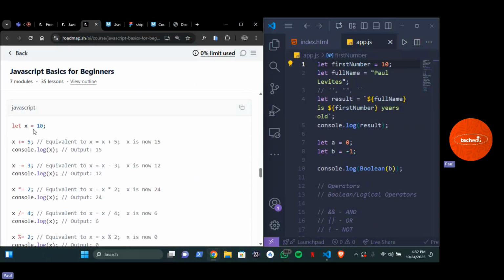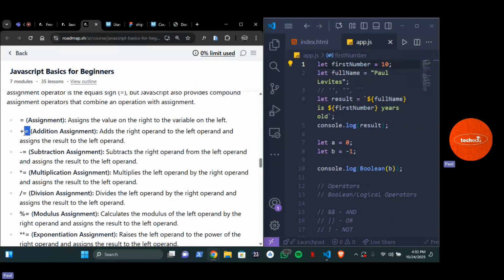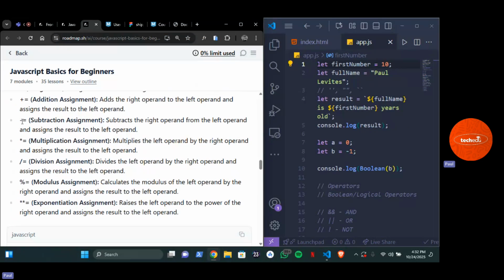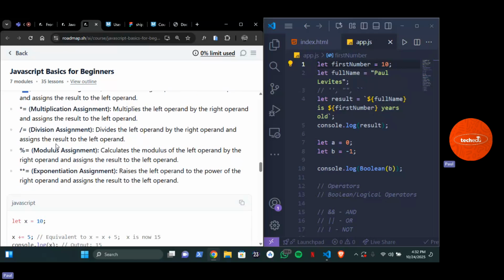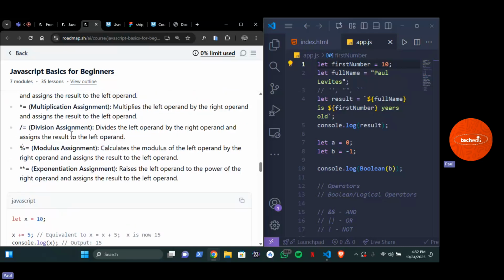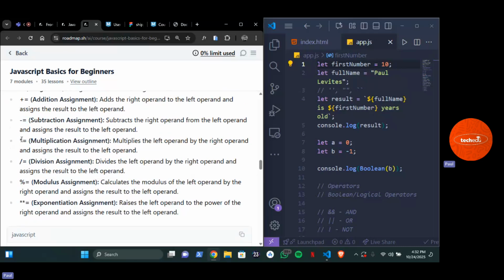If you have let x equals to 10, then you now have x plus equals 5. What have you just done? You've added 5 to x. That's what this plus 5 is. You understand? So if I now say x minus equals to 5, what will you have? 5. You understand? Good.